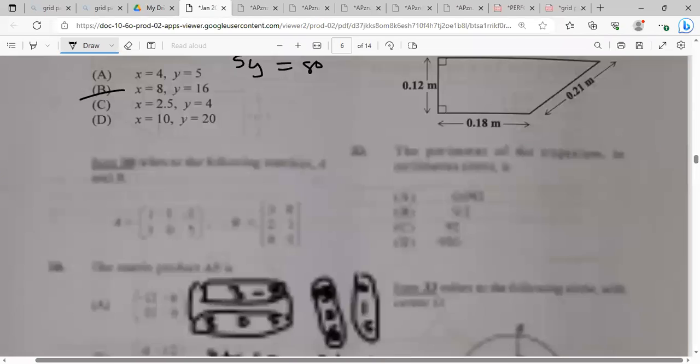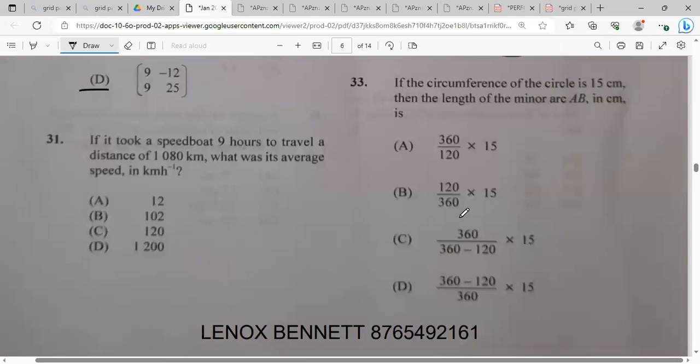I think we left off at 31. If it took a speedboat 9 hours to travel a distance of 1,080 kilometers, divide 1,080 kilometers by 9, which gives us 120.